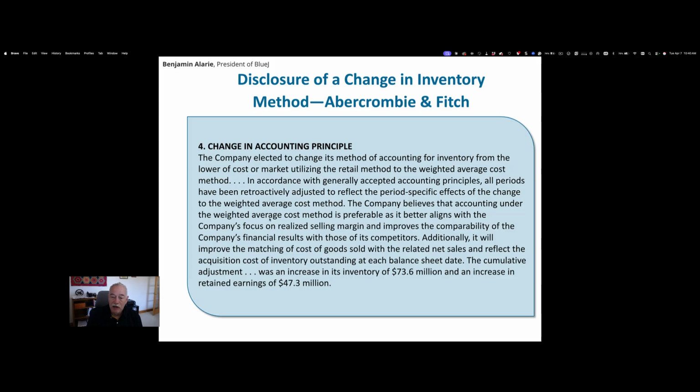They believe that accounting under the weighted average method is preferable as it aligns with our focus on realized selling margin and improves the comparability with our competitors. It'll improve matching of cost of goods sold with the related sales. And then here is the effect of it on inventory and an increase in retained earnings. And the difference here is income taxes.